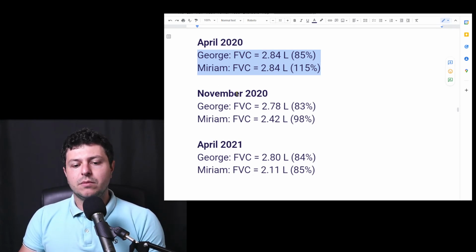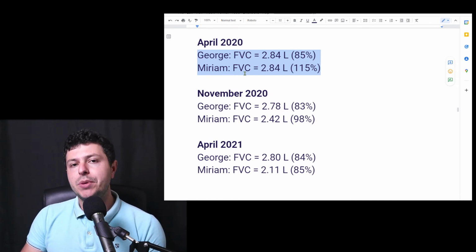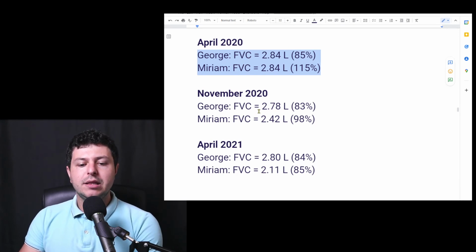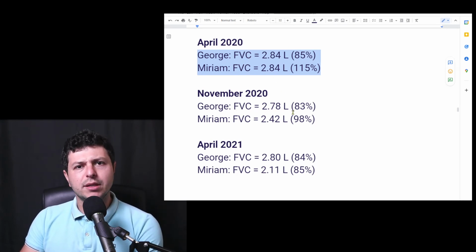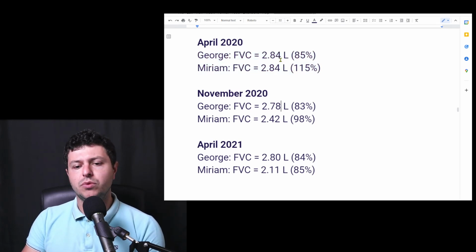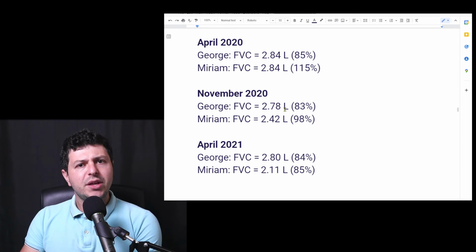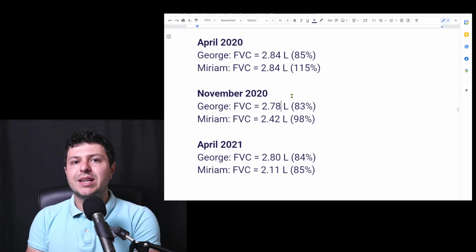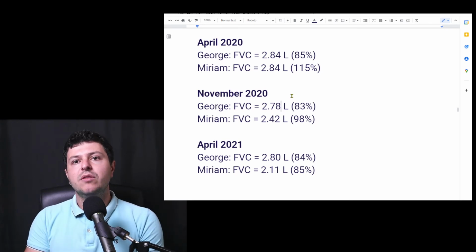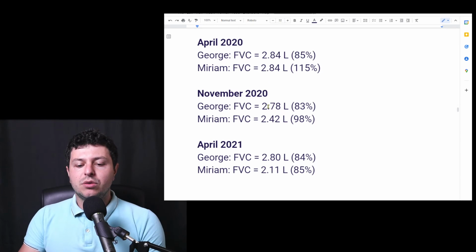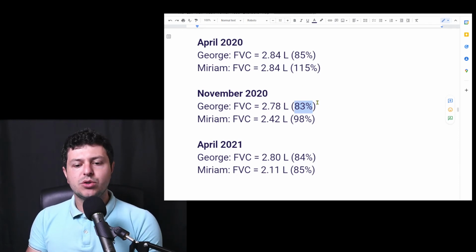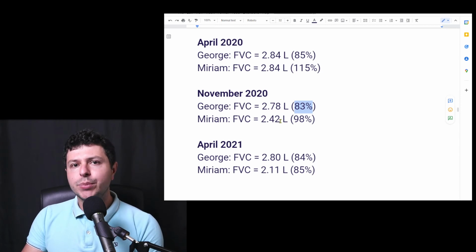6 months later, roughly November 2020, we repeat the spirometry. They come for a follow-up appointment. They do the spirometry again. In this case, George's FVC has changed a little bit because it can change. These values can change from 2.84 to 2.78. Things can go up and down around 5%, 5 to 10% even, in anyone who is absolutely normal. We can have these variations from one measurement to the other. So he's now 2.78 liters, which yields 83% in his case, which is still within the normal range, hasn't changed that much. But what happened in Miriam's case?